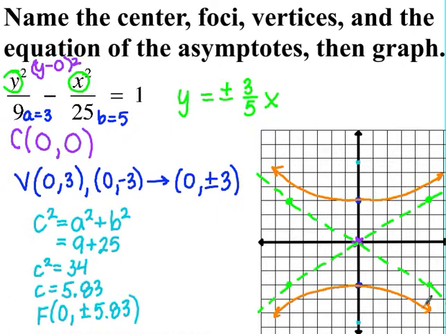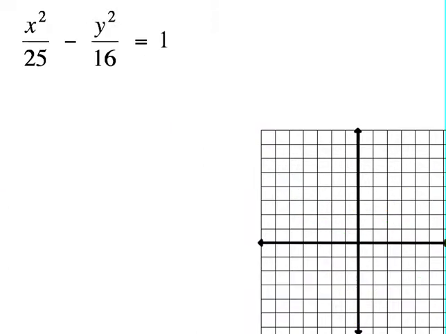Now we're going to look at another one, and then, like I said, we'll call it good for today. The center's at 0, 0. I'm going to put a star. It opens left and right because x is first. A is 5, B is 4.